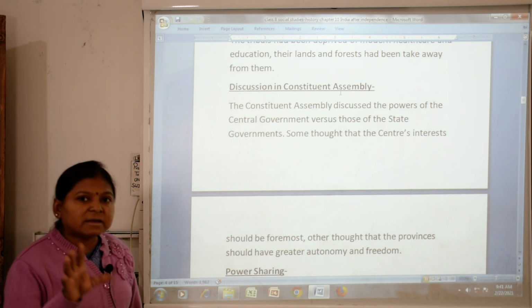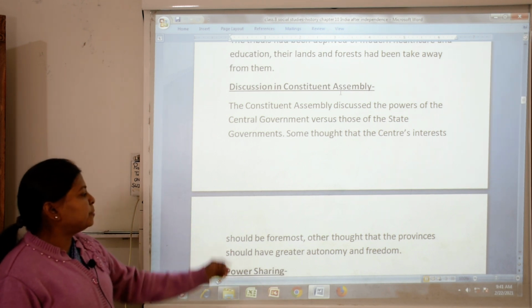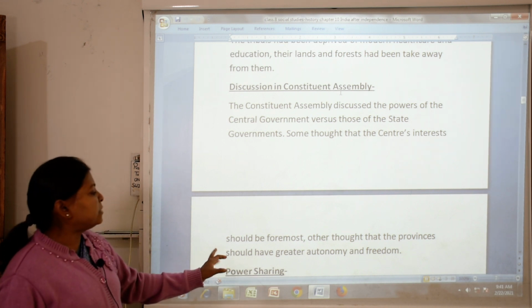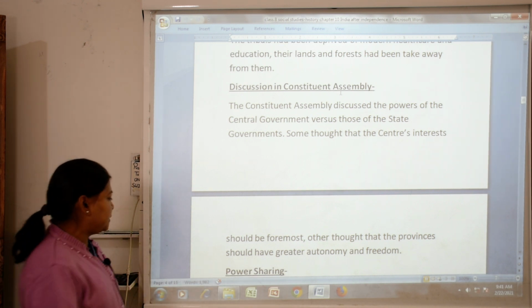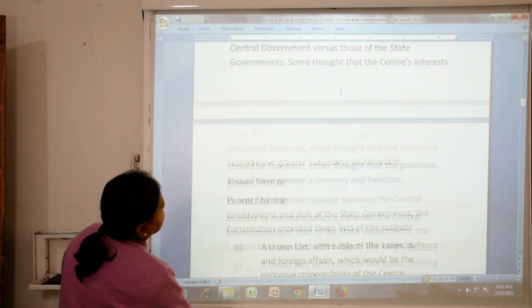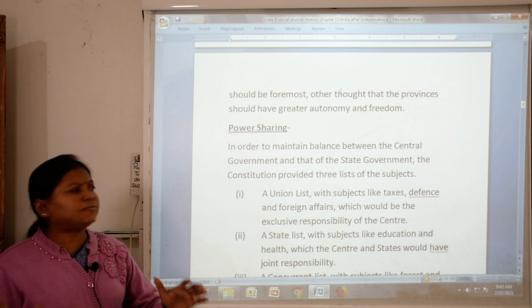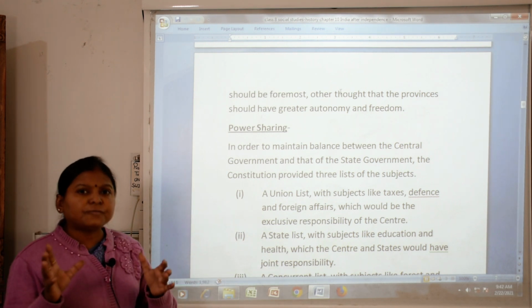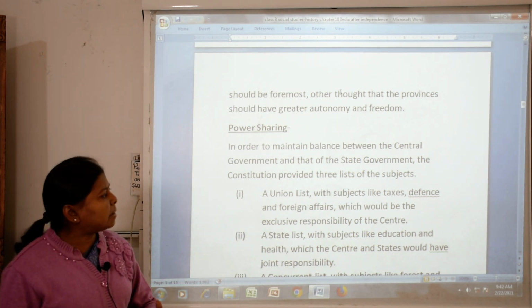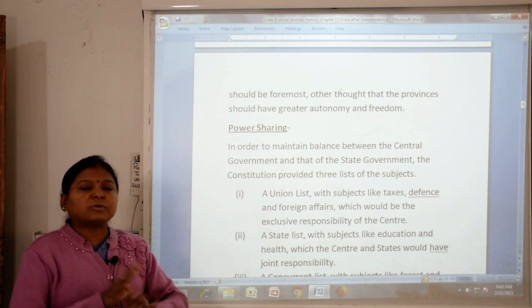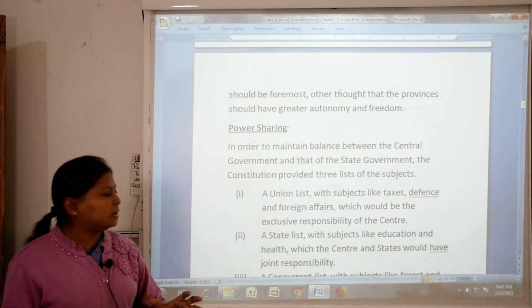Some thought that the center's interests should be foremost, and others thought that the provinces should have greater autonomy and freedom. Now, power sharing: how will the power be shared? In order to maintain the balance between the central, state and local governments, the Constitution provided three lists of subjects, so that it could run properly in India.